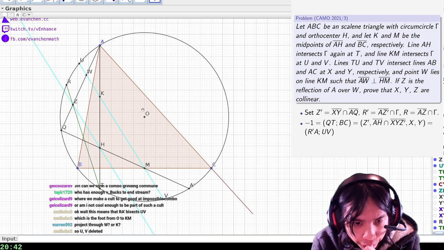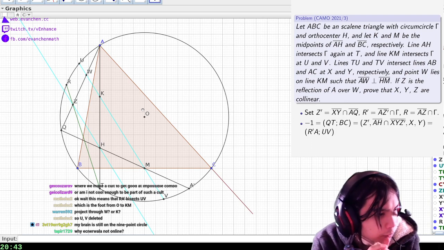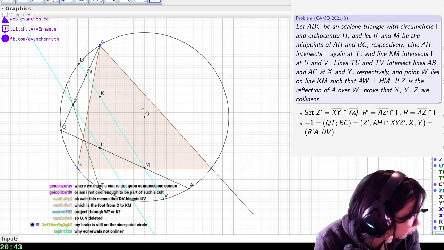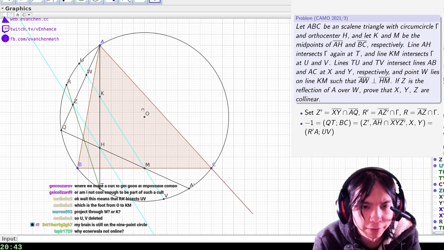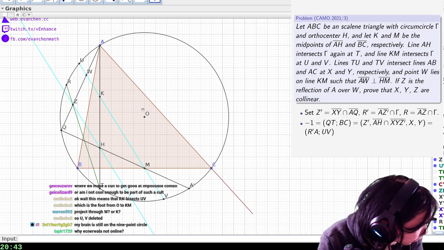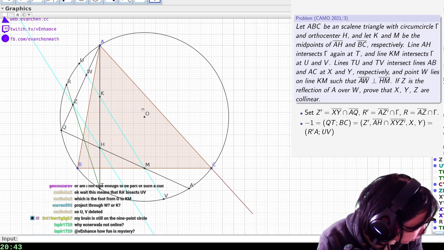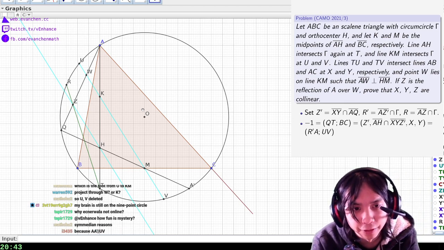X and Y are gone. That's good news. RA prime should bisect UV. What? RA prime bisects UV.